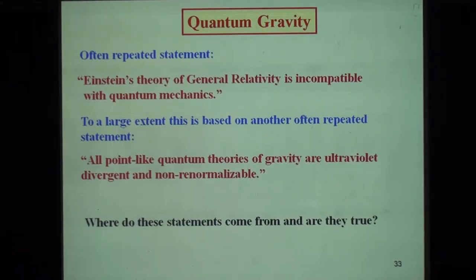Now, I'm sure you've heard these statements many times. They get repeated over and over. I'm sure in Brian Greene's book you could find it multiple times. Einstein's theory of general relativity is incompatible with quantum mechanics. It's kind of a silly statement for many reasons, but never mind. Now, where does that statement come from? Well, there's another statement that's repeated very often, which says all point-like quantum theories of gravity are ultraviolet divergent and non-renormalizable. Okay, so that's a specific problem. Usually when you hear the first statement, they're actually talking about that statement. Now, are these statements true? Where do they come from?